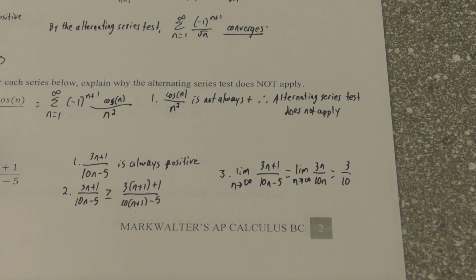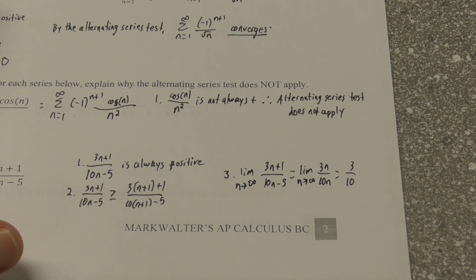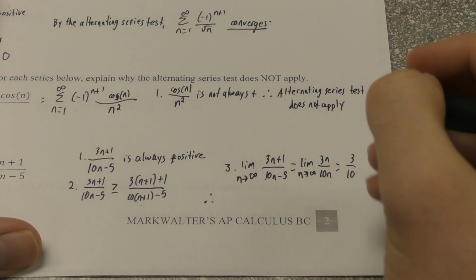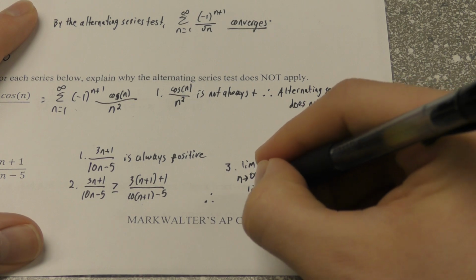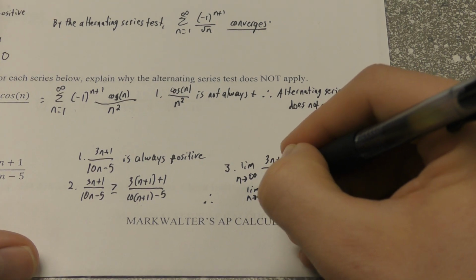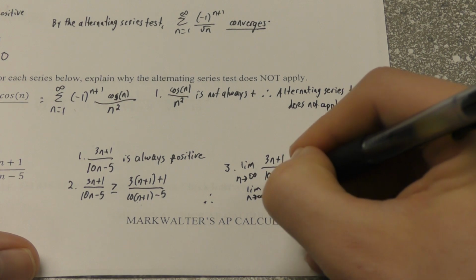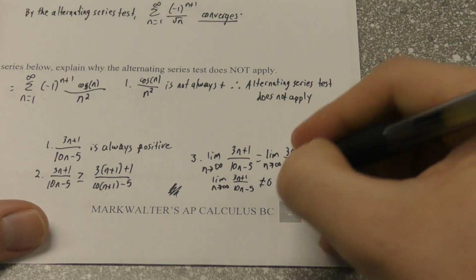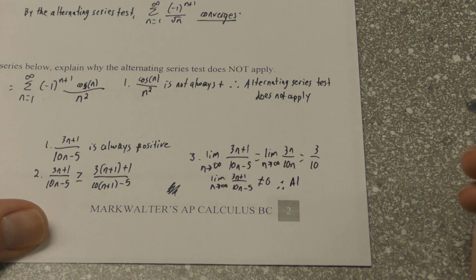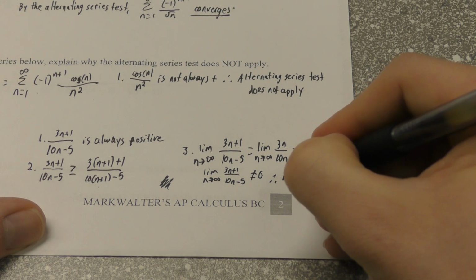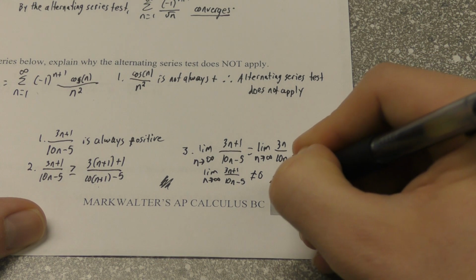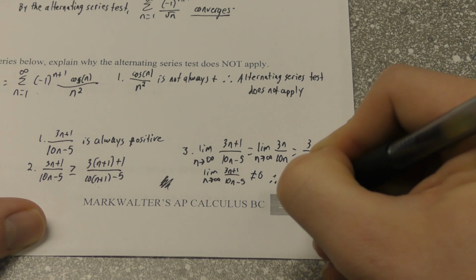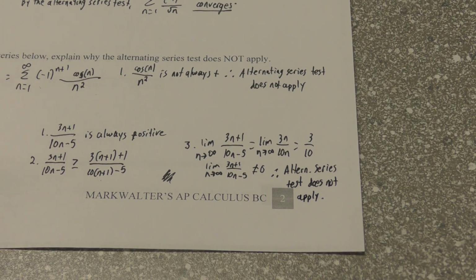There's my problem, that the limit of my terms actually doesn't go to 0. All right? So I gotta say, therefore, so I should say actually the limit as n approaches infinity of 3n plus 1 over 10n minus 5 does not equal 0. Therefore, the alternating series test does not apply.